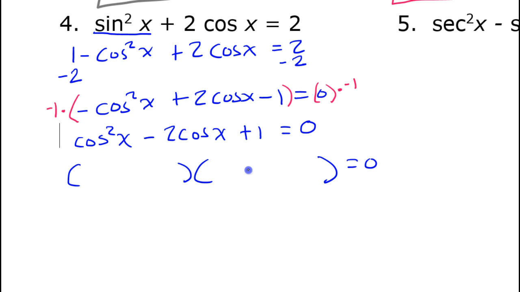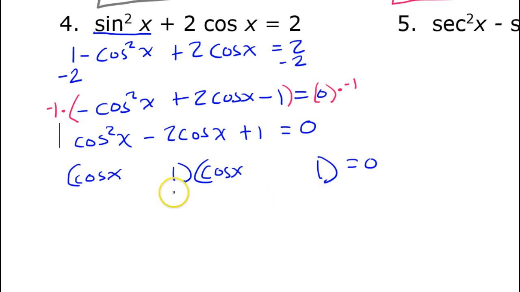Alright, I use the Burton Method, which involves a little bit of common sense and a little bit of guess and check. So cosine squared. Start with that. What times what will give you cosine squared? Well, that would have to be cosine x times cosine x. Alright, next I jump over to the last term. What times what will give me 1? Well, that would have to be 1 times 1.